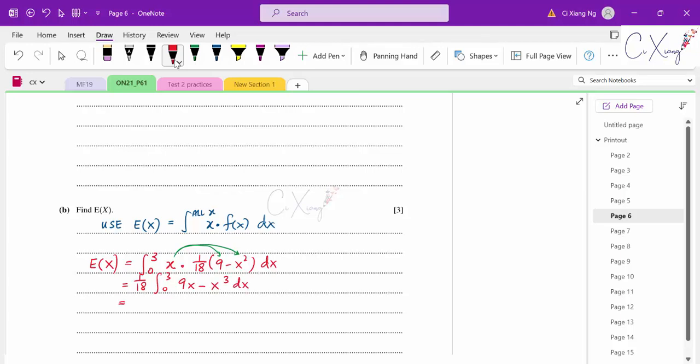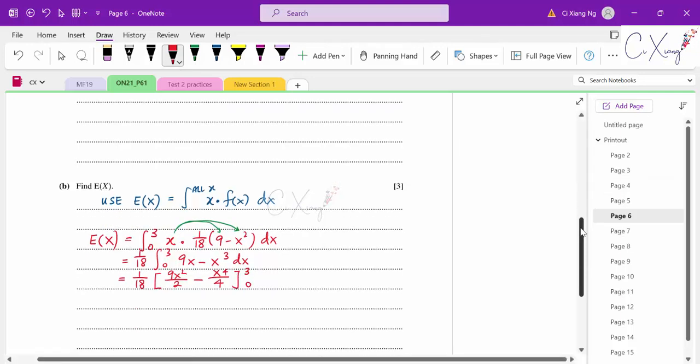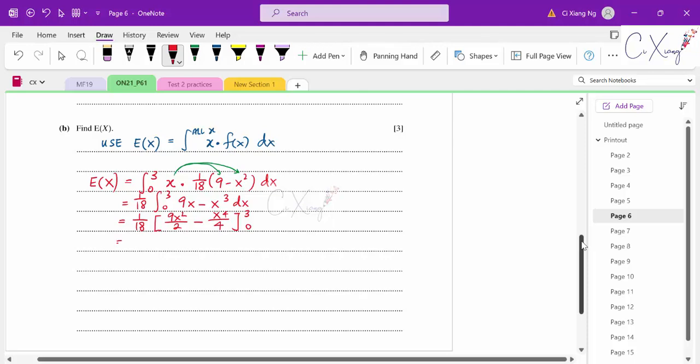Okay, then only we start the integration. So I'm having 1 over 18, then 9x squared divided by 2, minus x power 4 divided by 4, with limits 3 and 0. Okay, again, substitute the values in. 9 over 2 multiply with 3 squared, minus 1 over 4 multiply with 3 power 4. Substitute 0, everything here you'll get a 0.